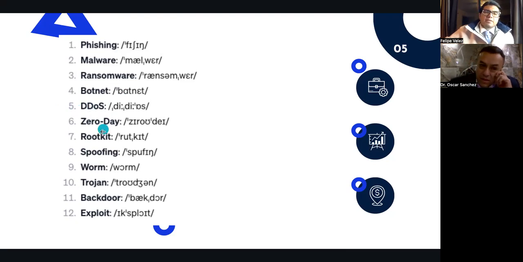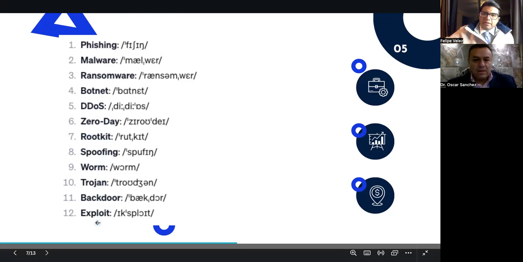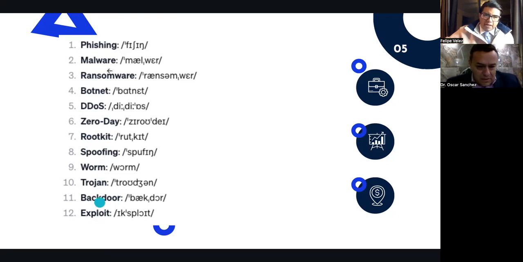Zero day. Zero day. Right. Rootkit. Rootkit. Very good. Spoofing. Worm. Trojan. Backdoor. Exploit. Very good. Again, number one.